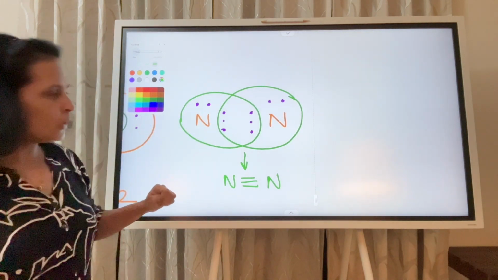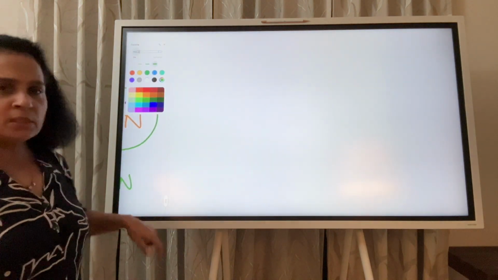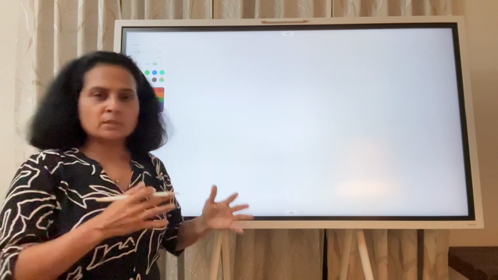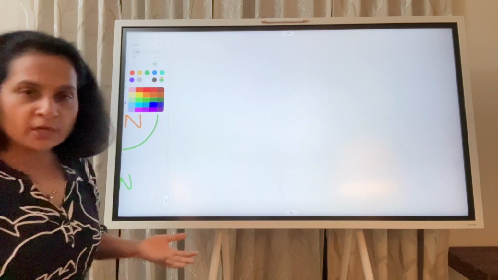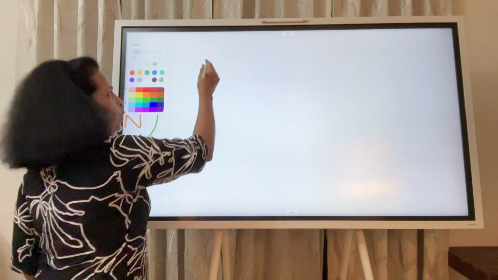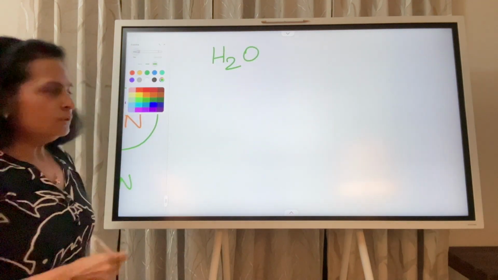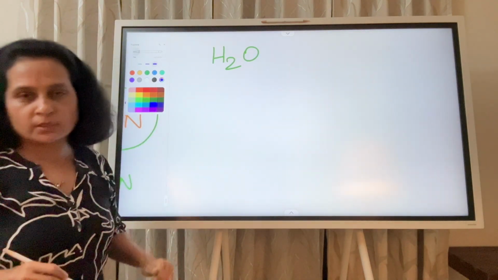Yes? Alright. Now, does it always happen that nonmetals of the same kind bond? Meaning nitrogen with nitrogen, chlorine with chlorine, hydrogen with hydrogen? No. You could have different types of nonmetals bonding, right? Let us take an example of the water molecule. Okay, so water has 2 hydrogen atoms and 1 oxygen atom.